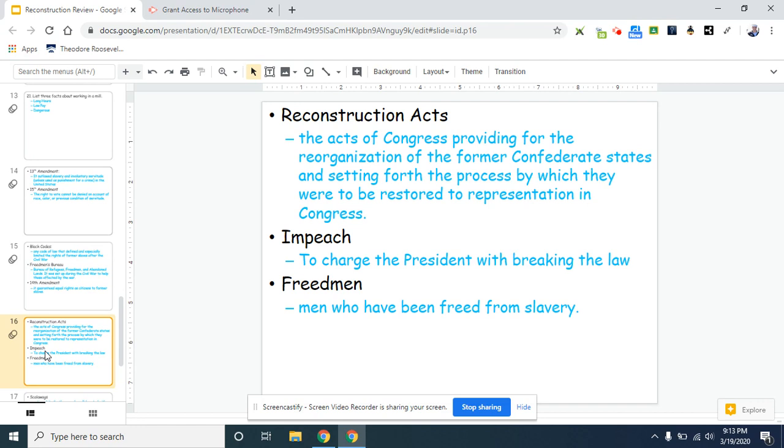All right. Impeach, to charge the president with breaking a law. Like I said, doesn't mean you've been removed. You've just been charged with it. Okay. You can still go away scot-free. Look, you could get charged with a crime right now, but if we find that you're innocent, then you're free. So that's how that works. Freedmen, men who have been freed from slavery. Do I need to say more?